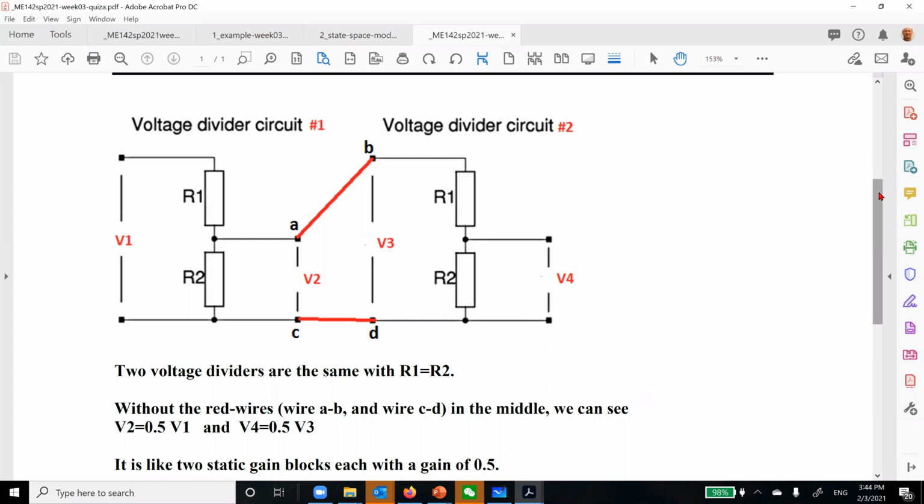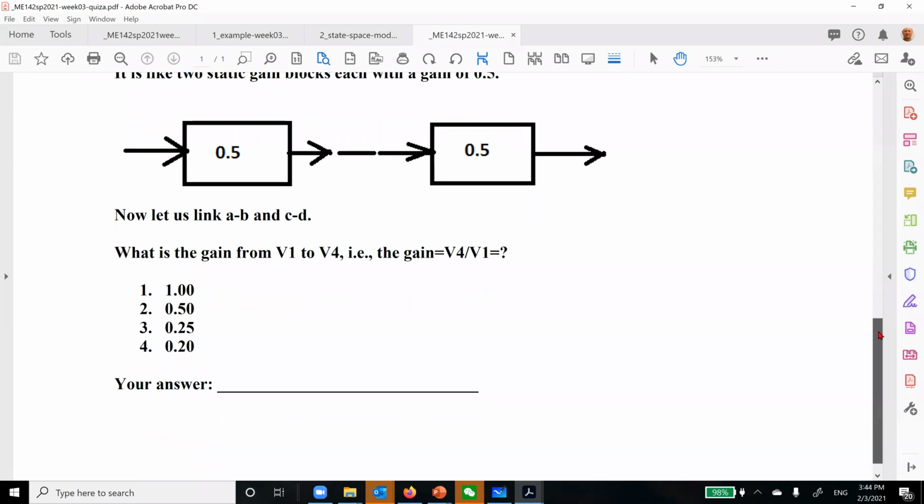So the question is basically to check your understanding. Oh yeah, V4 divided by V1 is what? Okay, so enjoy and don't refer to anything else. Just use what you have learned. Okay.